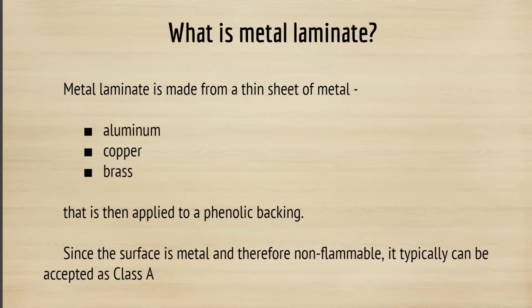What is metal laminate? Metal laminates are very similar to high-pressure laminates, except that a thin sheet of metal is adhered to the phenolic backing instead of a photo. These come in a variety of textures and surface finishes. Since the surface is metal and therefore non-flammable, it typically can be accepted as a Class A rating.